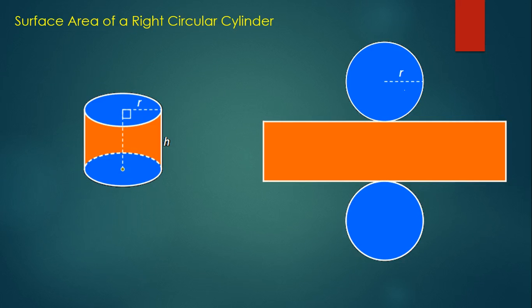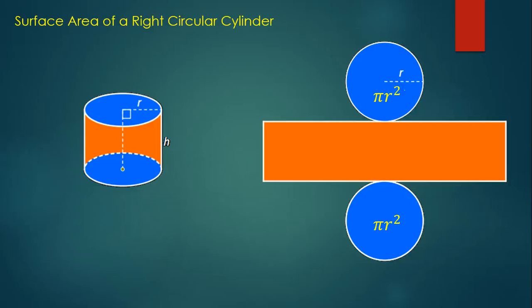The circles we already know how to find the area of. We know the area of a circle is pi times its radius squared. So we have two circles, so we're going to have two of those areas that are pi times the radius squared. We also know how to find the area of a rectangle. We know that's just its length times its width, but we need to figure out what those dimensions are.